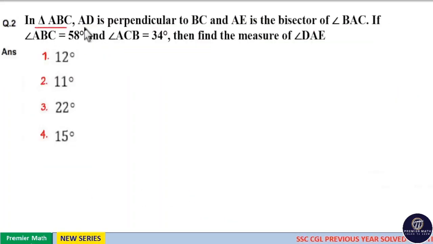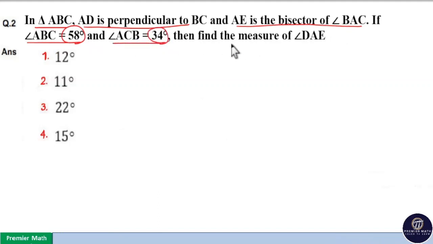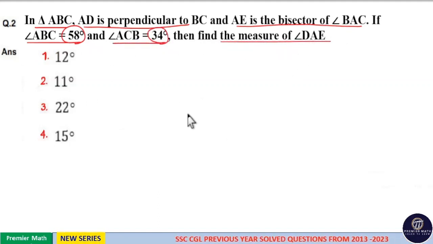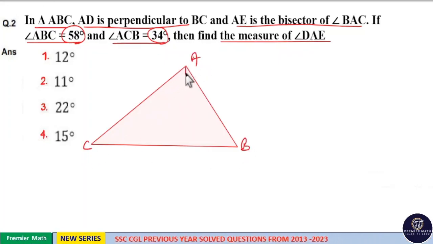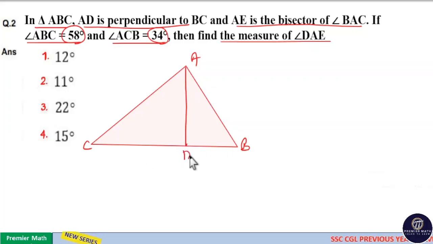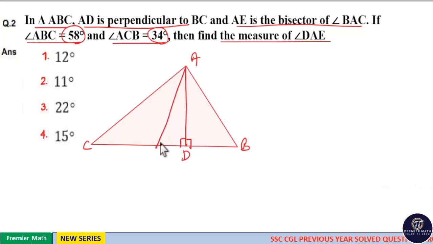In triangle ABC, AD is perpendicular to BC. AE is the bisector of angle BAC. If angle ABC is 58 degree and angle ACB is 34 degree, then find the measure of angle DAE. Here this is a triangle ABC. Now AD is perpendicular to BC. Perpendicular means these two angles are 90 degree. And AE is the bisector of angle BAC. Now that is, AE is the bisector of angle A, which means bisector means these two angles are equal. That is, angle A bisects equally.